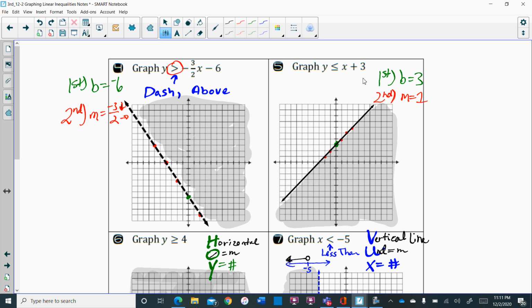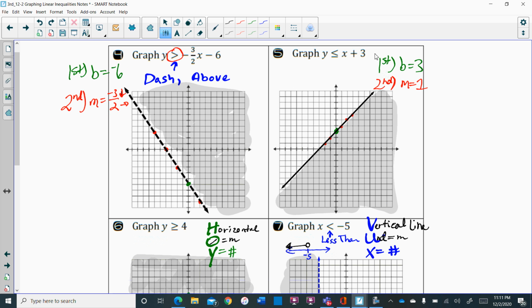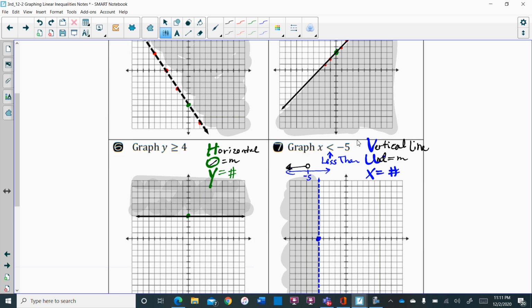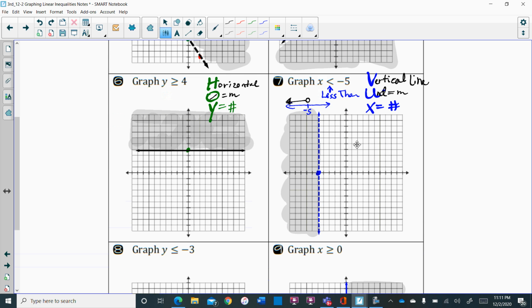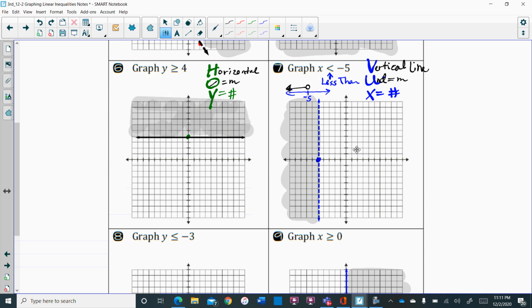So on 5 right here, you have to do your B of 3 and the slope is 1. We've got to remember that if we don't see a number in front of the x, it's automatically 1. And then it is a solid line here. And because it said less than, it's below. Now you need to remember your special cases for 6 through 9.